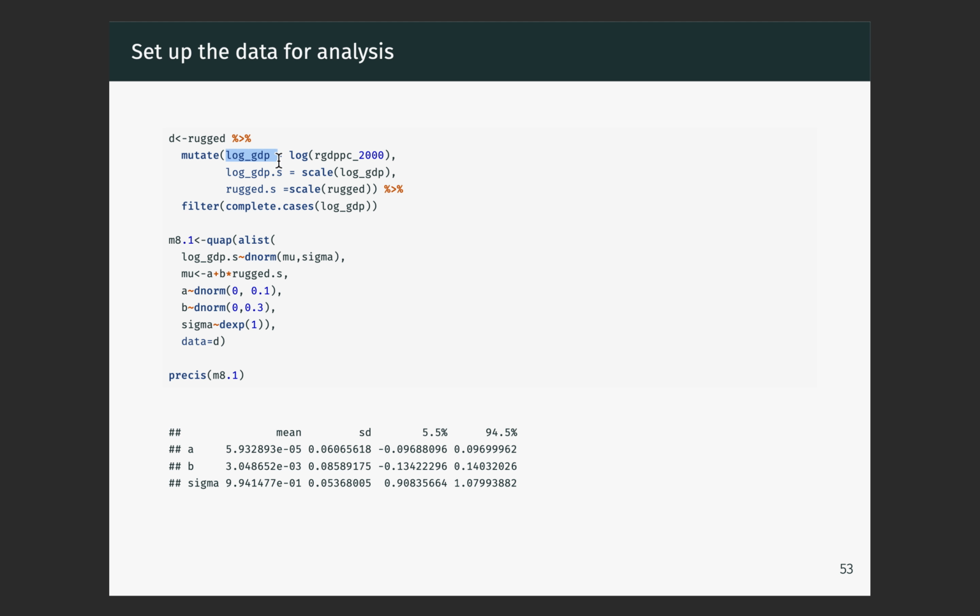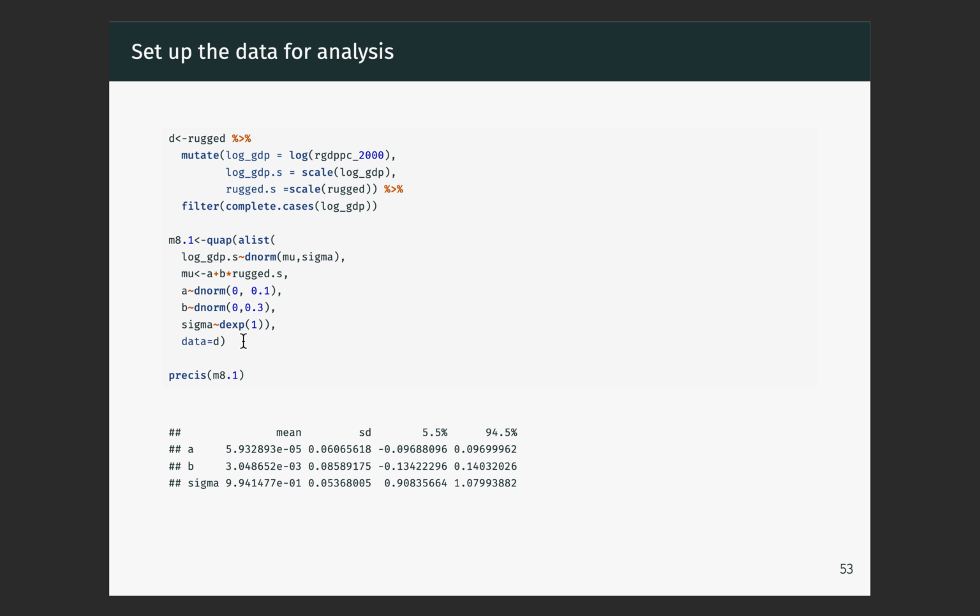So first I'm going to create log GDP as a logarithm of this RGDPPC. That's real gross domestic product per capita in the year 2000. And then I'm going to scale the logarithm, right? So first we're going to log transform it, then we're going to scale it onto that mean-centered standard deviation scale. And then we're going to scale our terrain ruggedness variable. And we have some missing data here, so we're going to filter out those cases that are missing data on the log GDP variable.